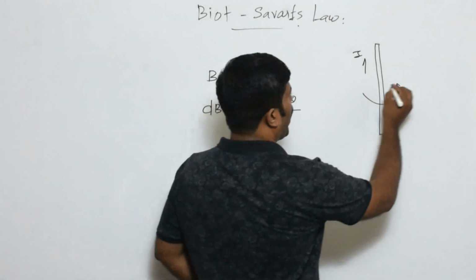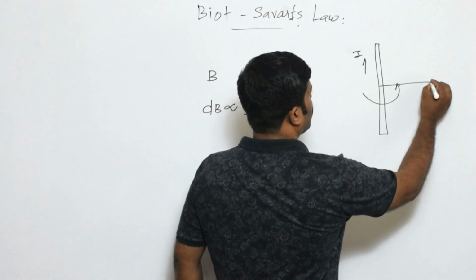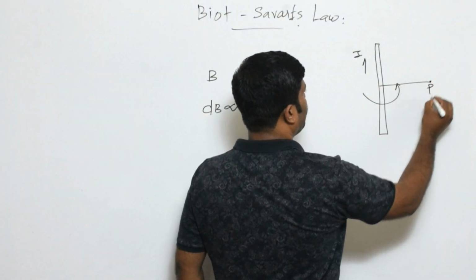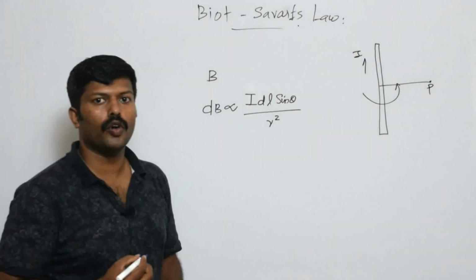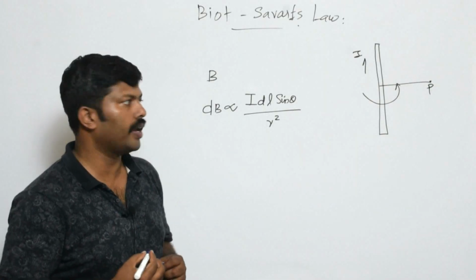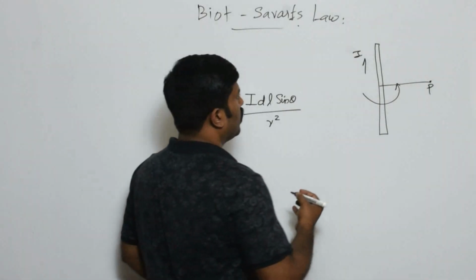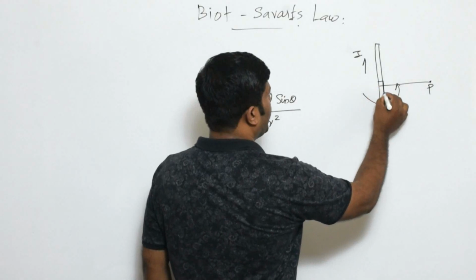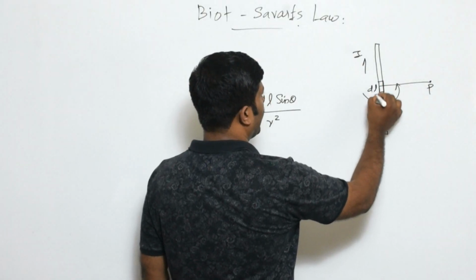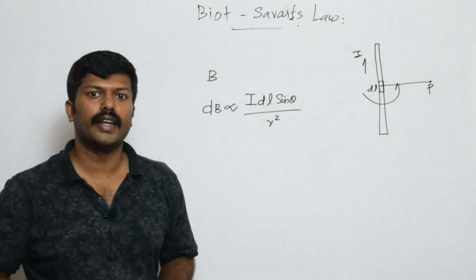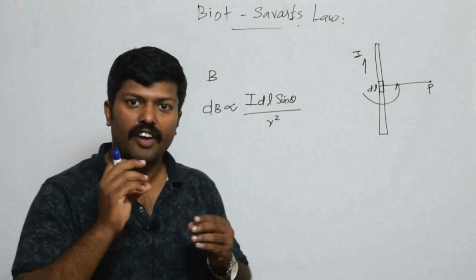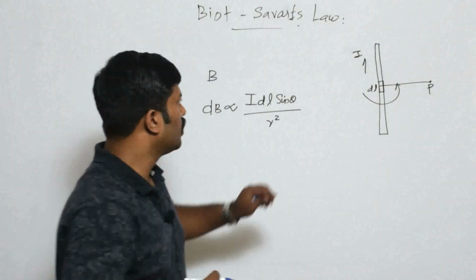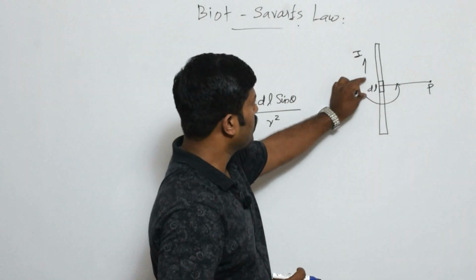Here we are going to find out the magnetic field at a point P. We are considering a differential element dl, which is called an infinitesimal element. That means a very small current element which is carrying a current I.